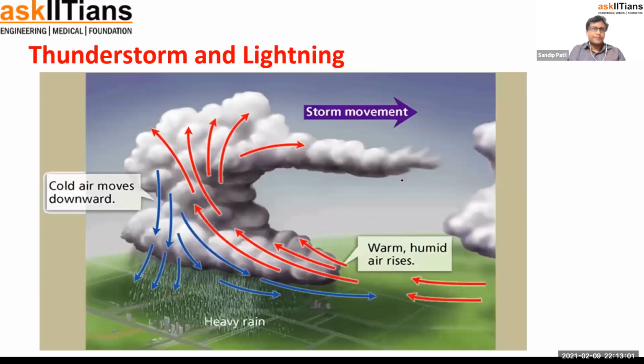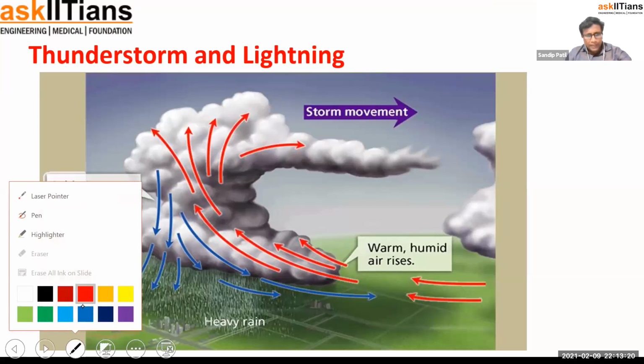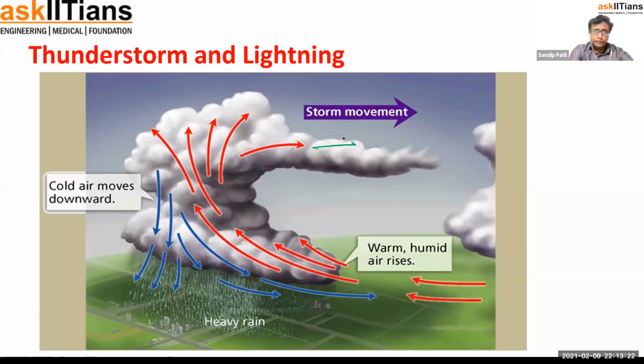So let's see how the thunderstorm occurs actually. This is a small, very informative picture you can see. What you can see here is a very, very big cloud, right? And that big cloud is moving in this direction. So how did that big cloud actually get formed?